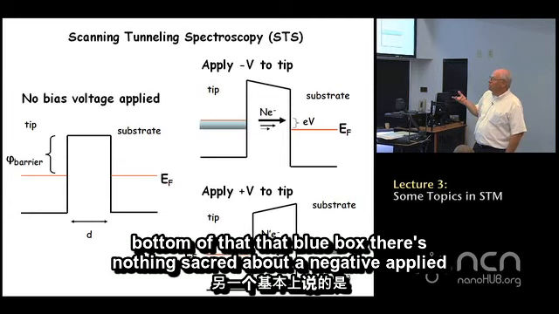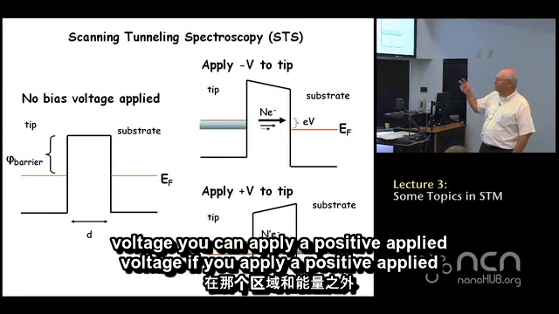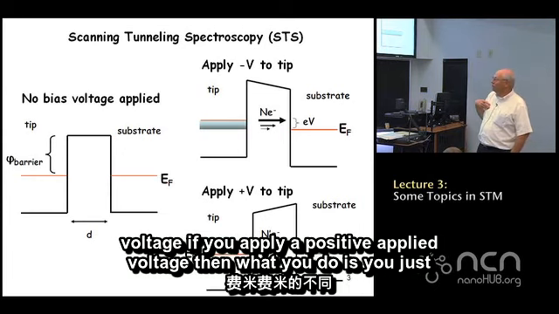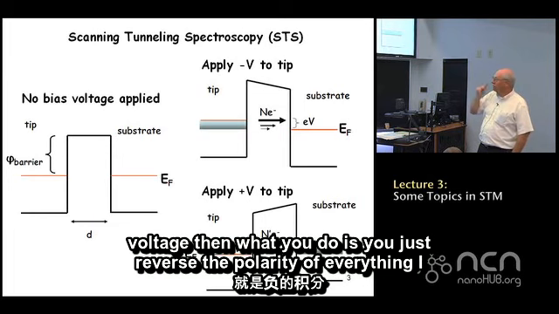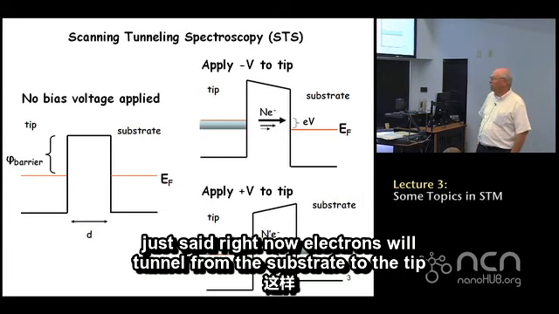There's nothing sacred about a negative applied voltage. You can apply a positive applied voltage. If you apply a positive applied voltage, then what you do is you just reverse the polarity of everything I just said. Right? Now electrons will tunnel from the substrate to the tip.